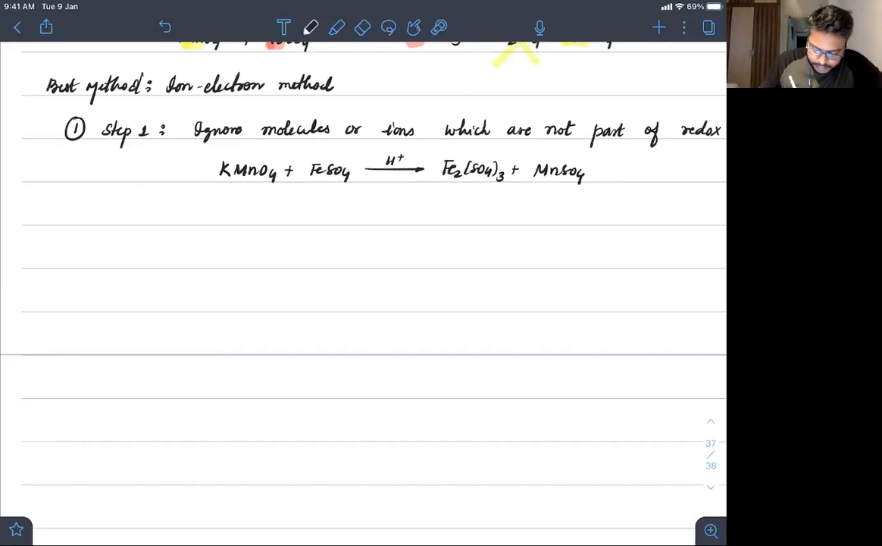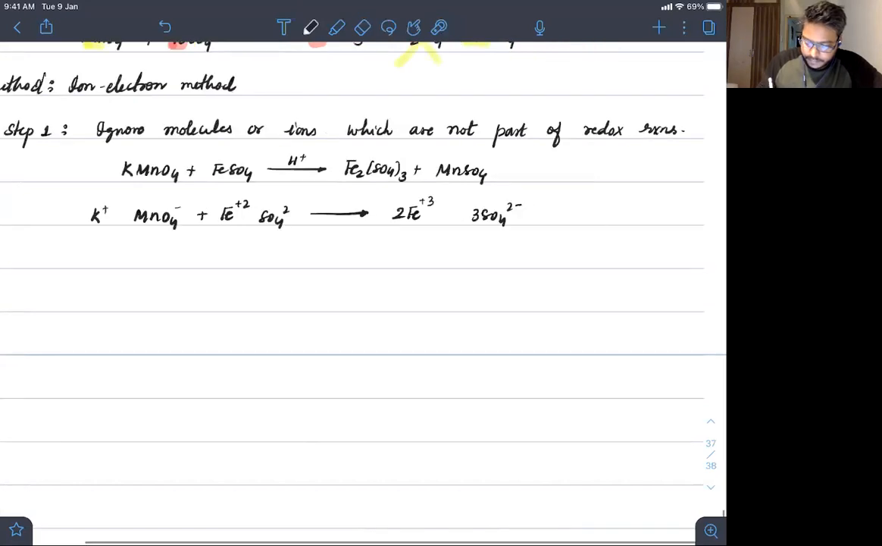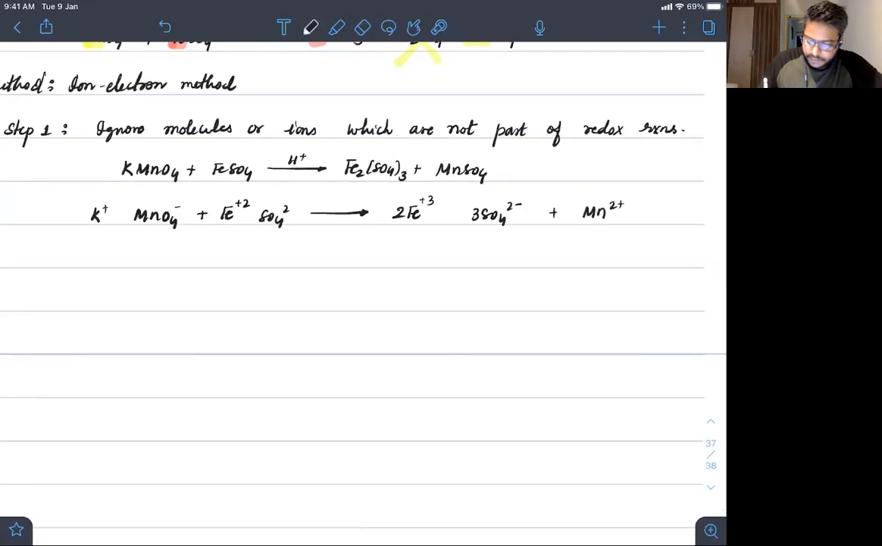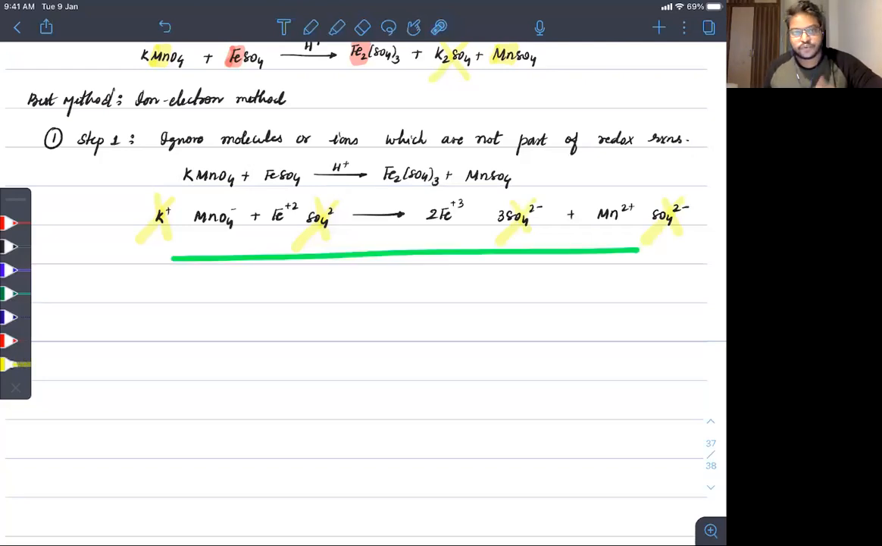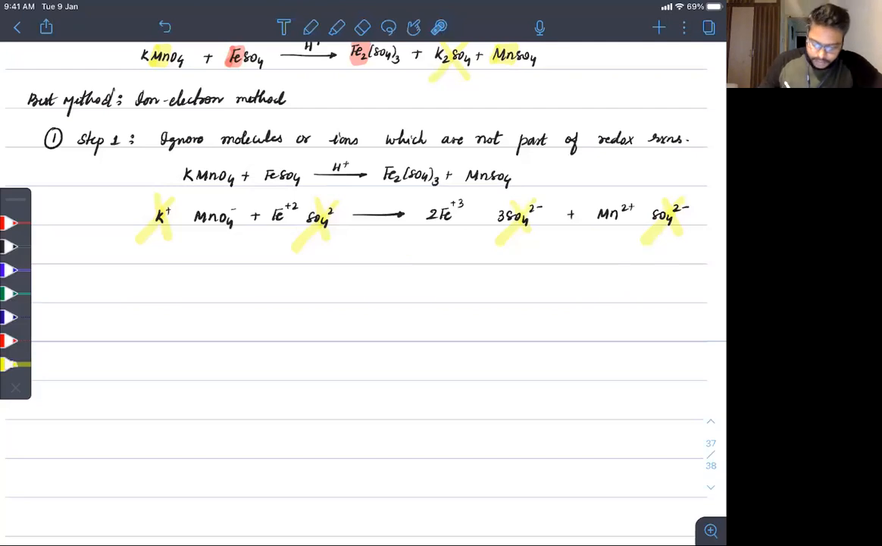Now I can write this as K+ and MnO4-, Fe2+ and SO4 2-, and on the right hand side 2 Fe3+ and 3 SO4 2- plus Mn2+ plus SO4 2-. Now you can see that K+ and the SO4 2- ions are not participating in redox at all. So ignore them too, you don't have to write them down.